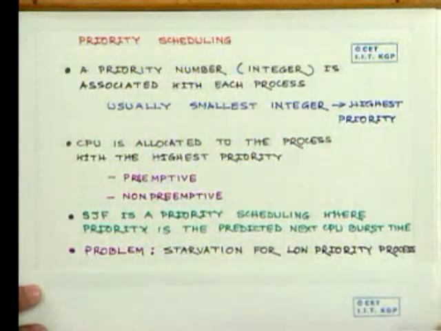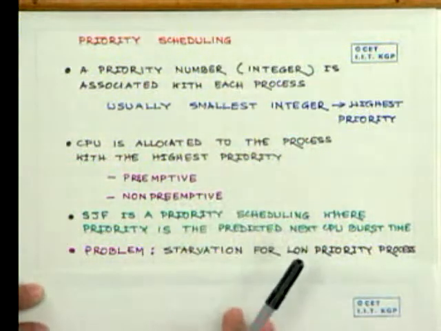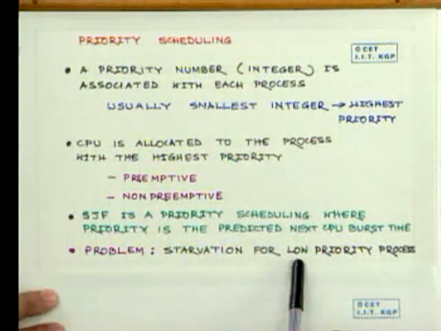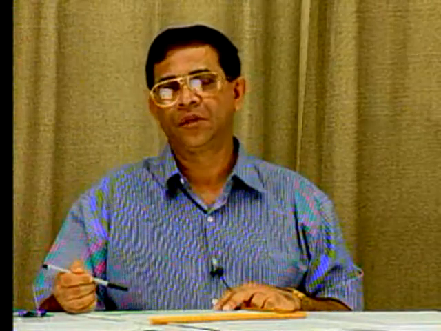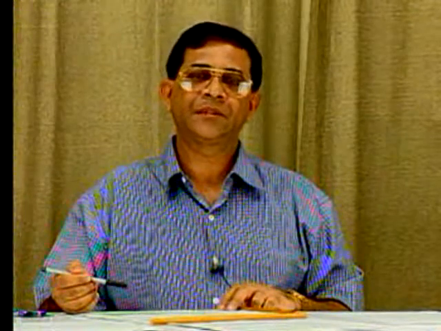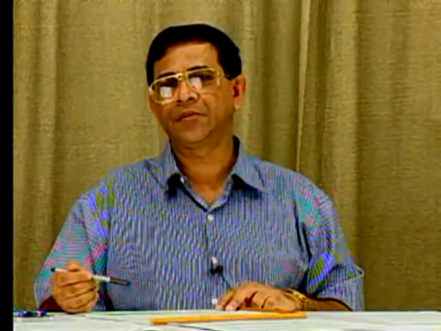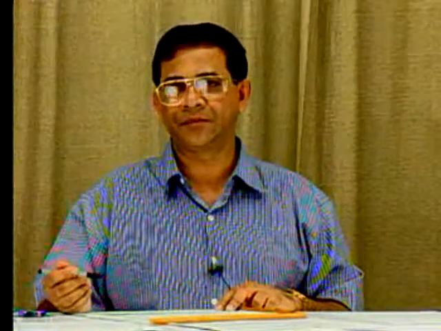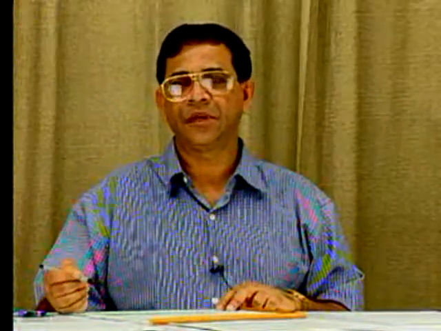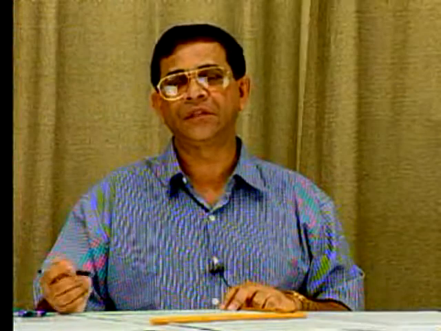Now let us see what can be the problem of this priority scheduling. The problem is starvation for the low priority process. See, the priority is low for a particular process, and if all the time some process with higher priority goes on coming into the ready queue, then that process having a lower priority will never get a crack at the CPU, will never get the CPU, and therefore it will wait in the ready queue indefinitely.